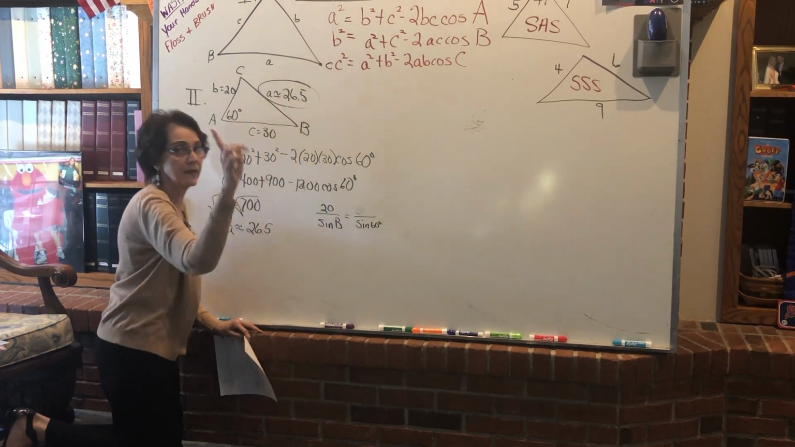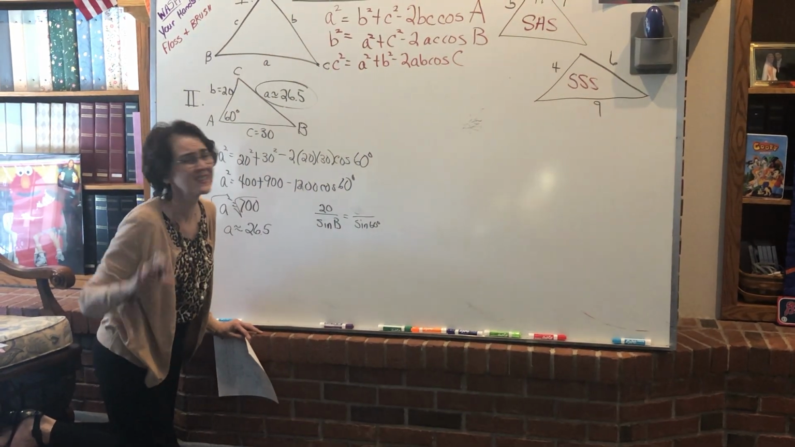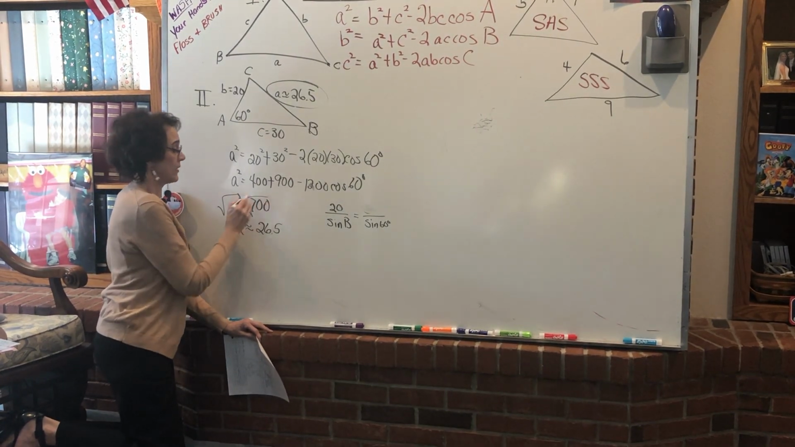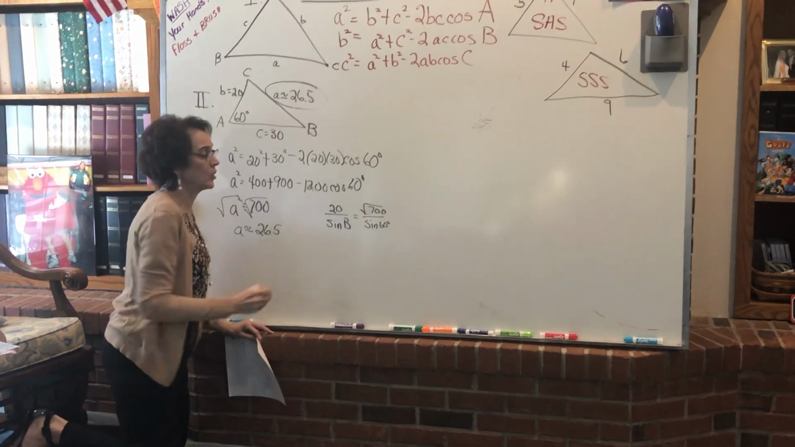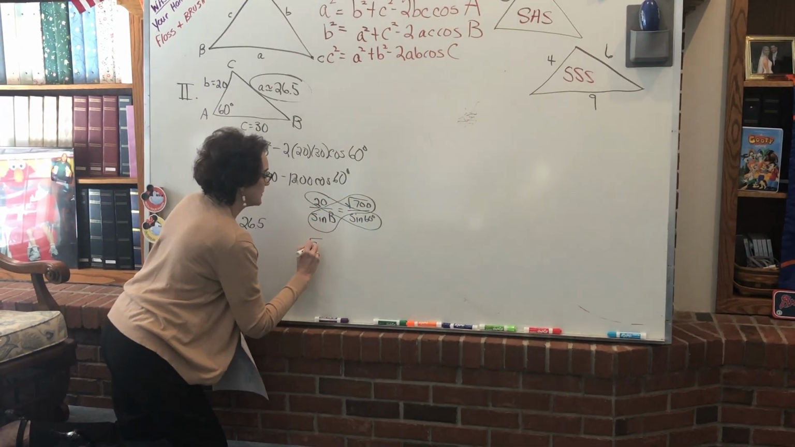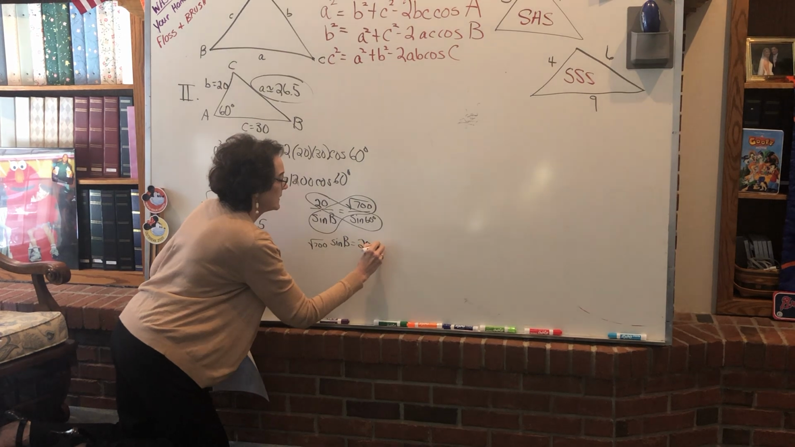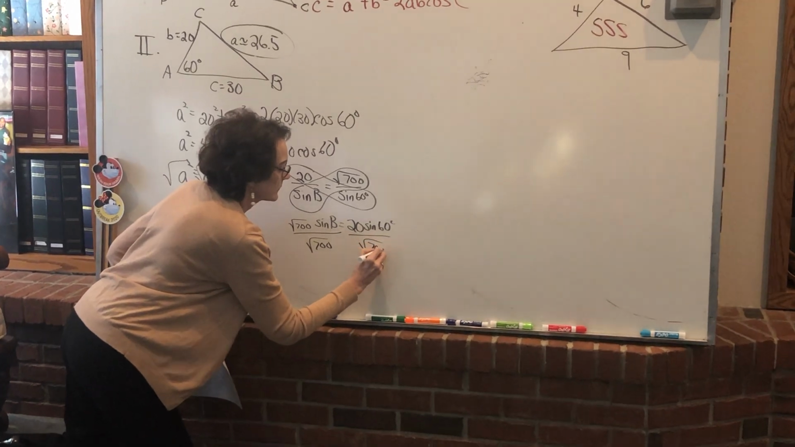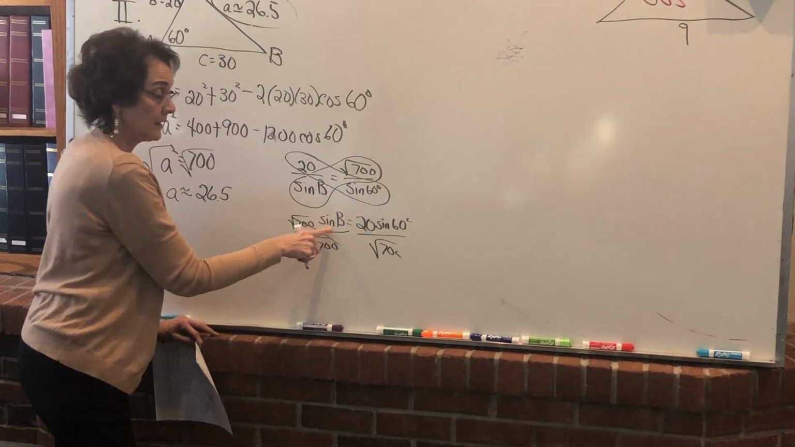And the side opposite. Okay, now I got some good advice for you. You technically could use 26.5, but you rounded that off. It's not exact. So what you might want to do is go back and use the exact, radical 700, that's exact. So you can use your cross products. So we've got radical 700 times the sine of B equals 20 times the sine of 60 degrees. Divide both sides by radical 700.